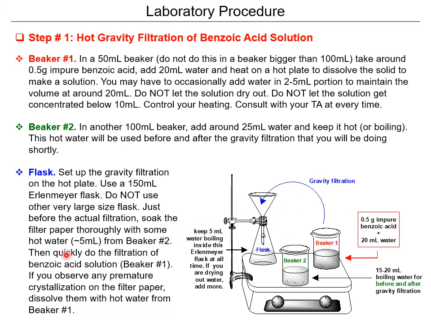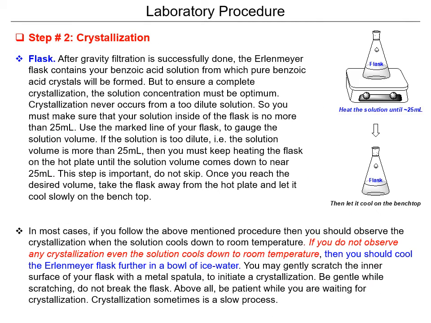All right. So you could do a quick filtration of the benzoic acid. If you observe any premature crystallization on the filter paper, make sure you use your extra hot water and you pour it on there to make sure all the benzoic acid falls through into the next flask.